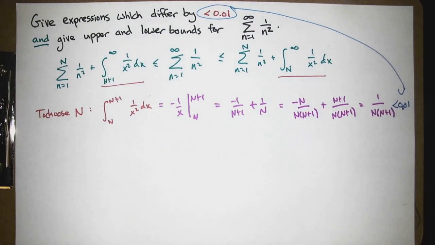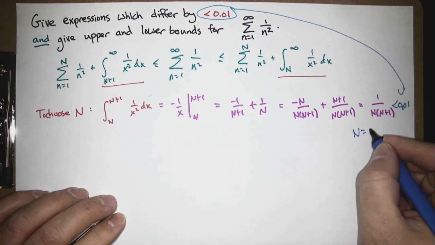Can anybody see a number N where that's true? In fact, can you see the first N where that's true? I'll give you a hint. It's not a big number. You may have seen it before. 10. So N equals 10.